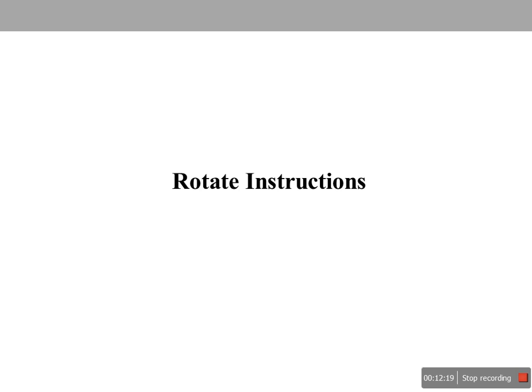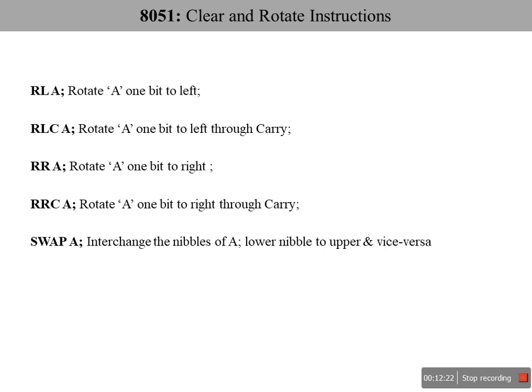So in 8051 we have around 4 to 5 rotate instructions like this. We have RLA, RLCA, RRA, RRCA. Here RLA stands for rotate accumulator 1 bit to the left. So content of accumulator will be rotated 1 bit towards the left side. Here the content of accumulator will be rotated towards left side through the carry, and this instruction rotate accumulator right, the content of accumulator will be moved towards the right side, whereas here the content of accumulator will be moved towards the right side 1 bit through the carry.